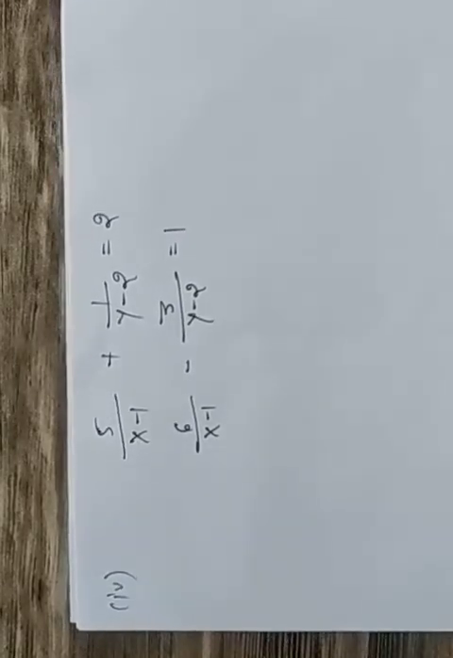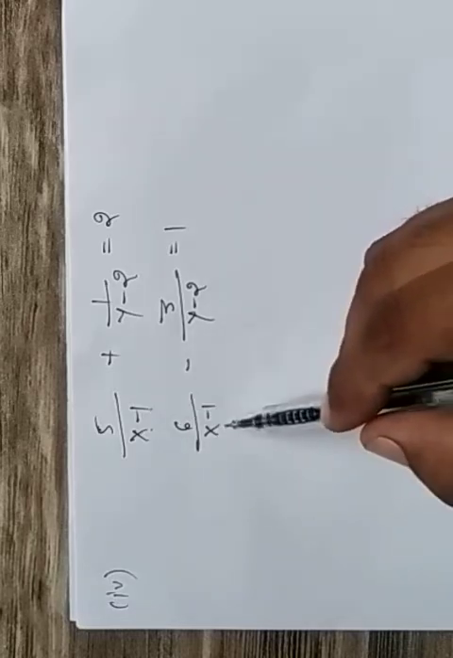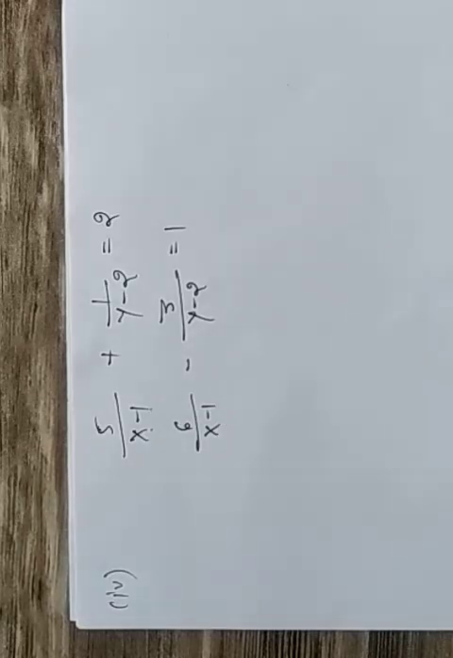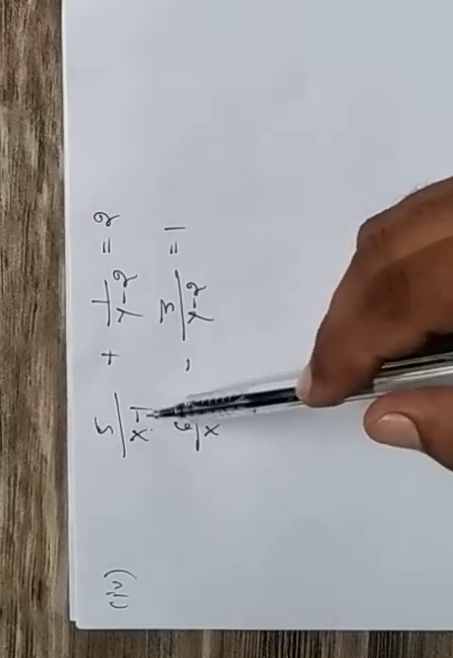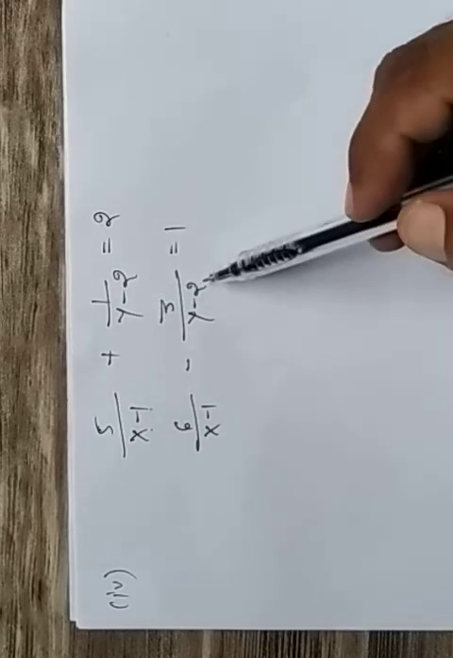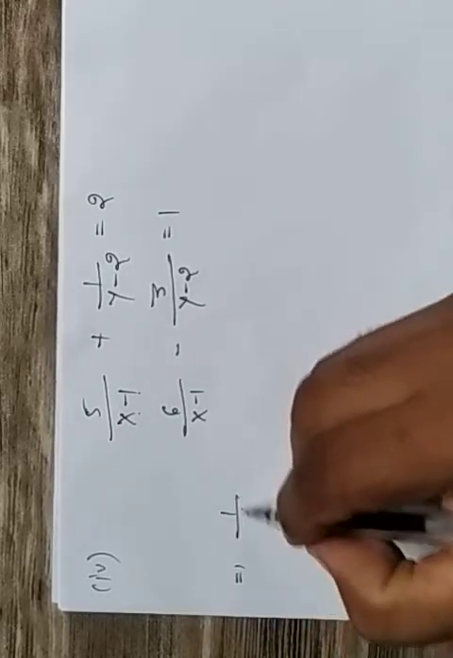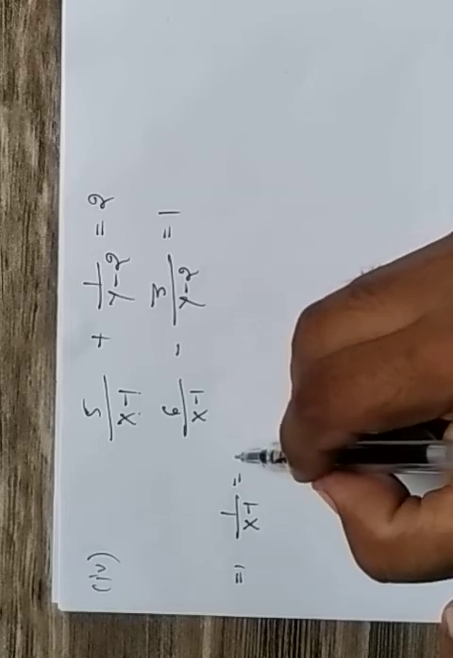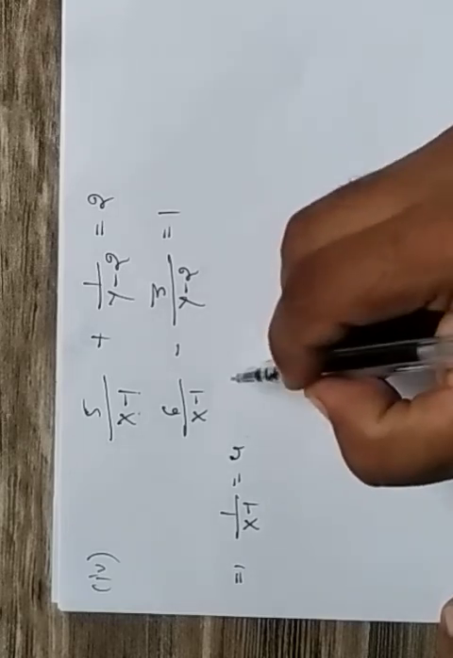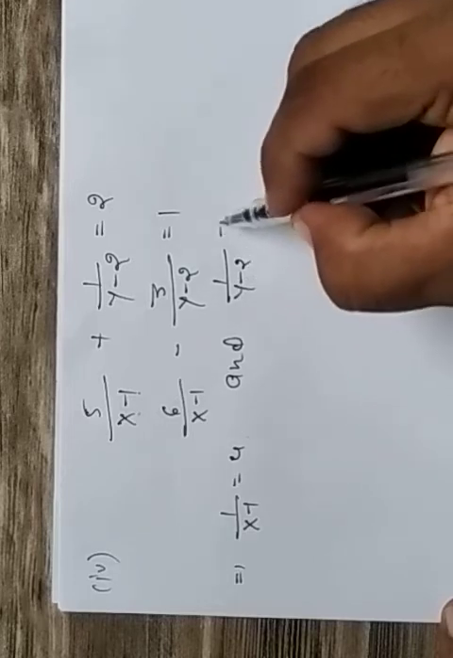So see again student, this value x minus 1 is repeating in equation 1 and in 2. Now see y minus 2 is also repeating. So we can consider 1 upon x minus 1 is equal to u, and 1 upon y minus 2 is equal to v.